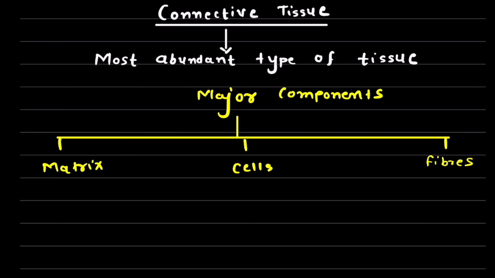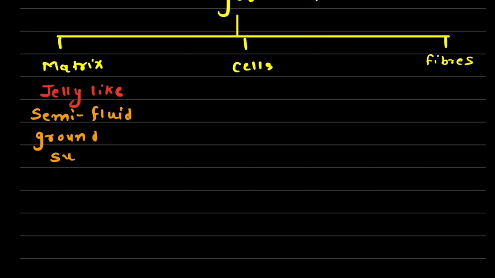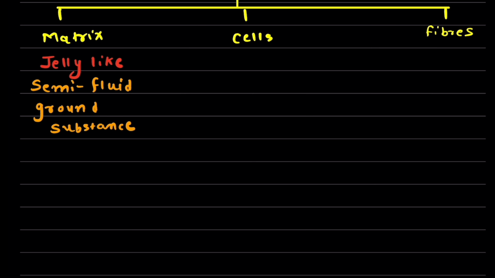What is matrix? Matrix क्या होता है? It is a jelly-like semi-fluid ground substance comprising modified polysaccharides and glycoproteins.